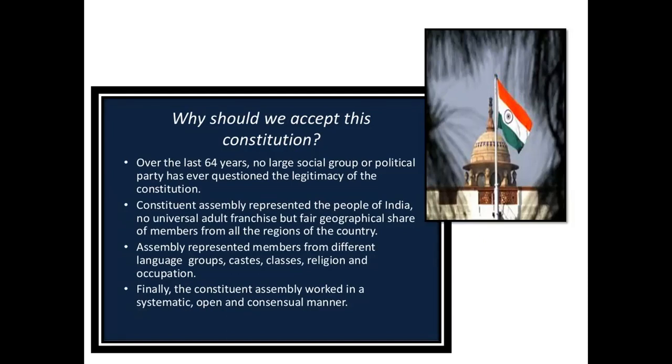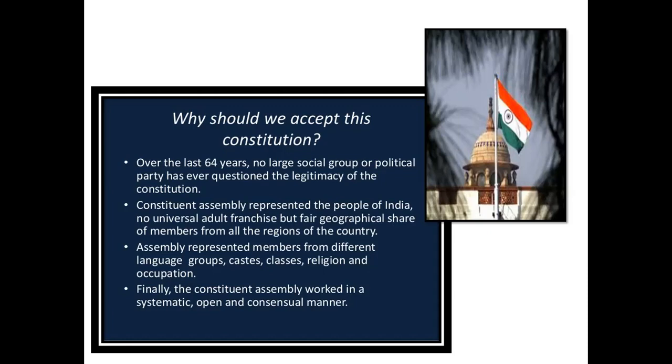The Constituent Assembly represented the people of India. There was no universal adult franchise, but there was a fair geographical share of members from all regions of the country. Not only was India believing in universal adult franchise, but people from all geographical areas were also invited to the assembly, and they were given the chance to express their views.